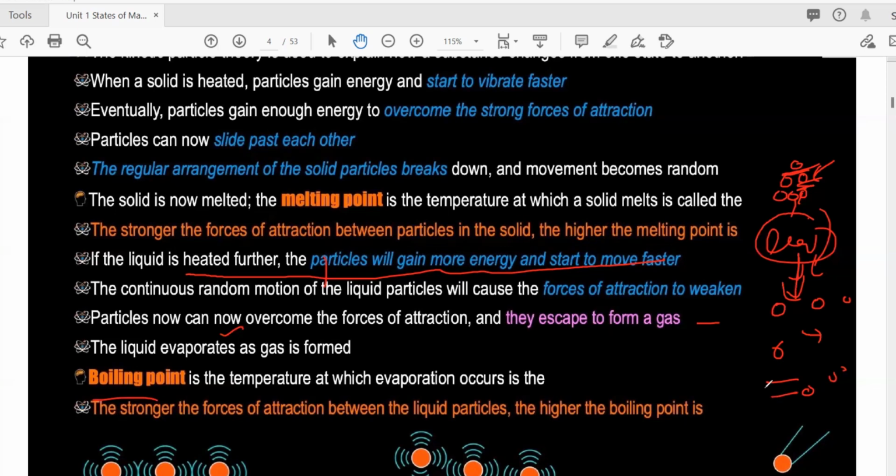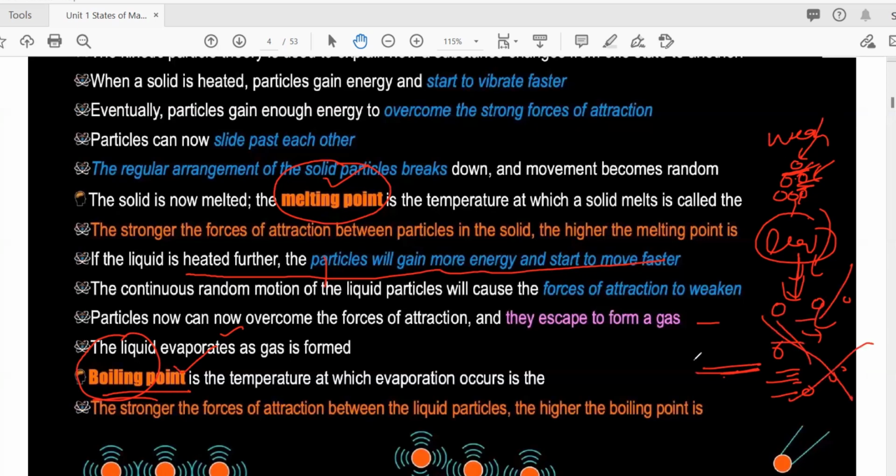In boiling you have bubbles, and all substances boil at a fixed temperature. The temperature at which they start to boil is known as the boiling point. So you need a lot of energy to boil a substance. Melting needs less heat, and boiling needs more heat, because in melting you are just making the force of attraction weak, but in boiling you almost finish the force of attraction.